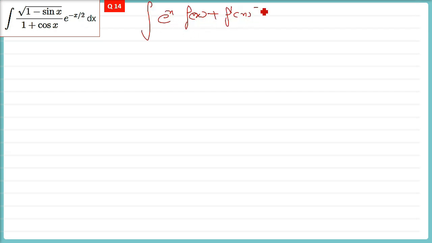If we can get hold of this relationship and it can relate to the original question, we can directly write e raised x f(x) plus c. So the whole idea is to find out f(x) here. So we need to do something here, and right now 1 plus cos x is already in the denominator. You know already that it can be written as 2 cos square x by 2.